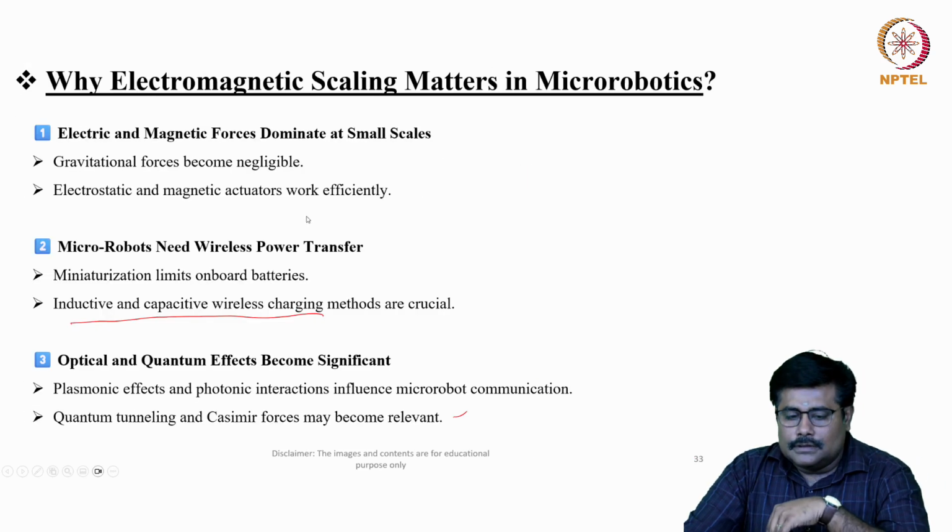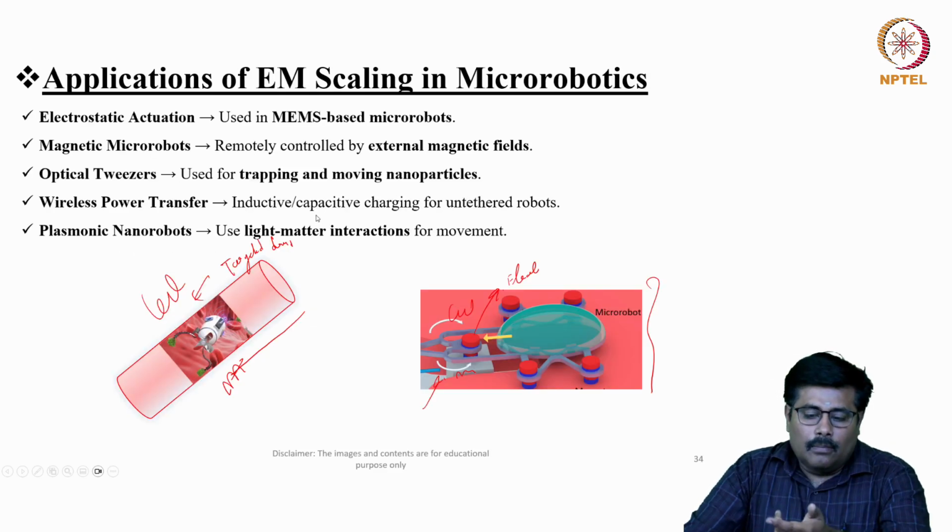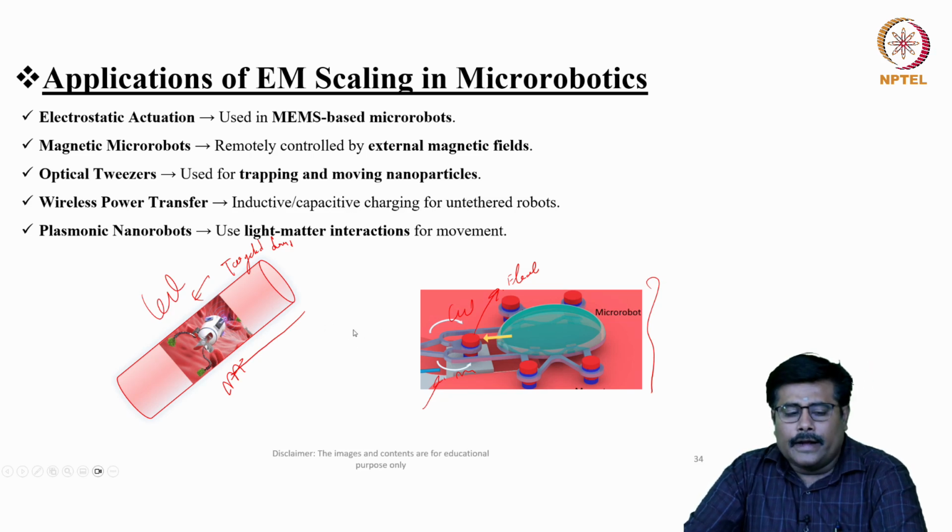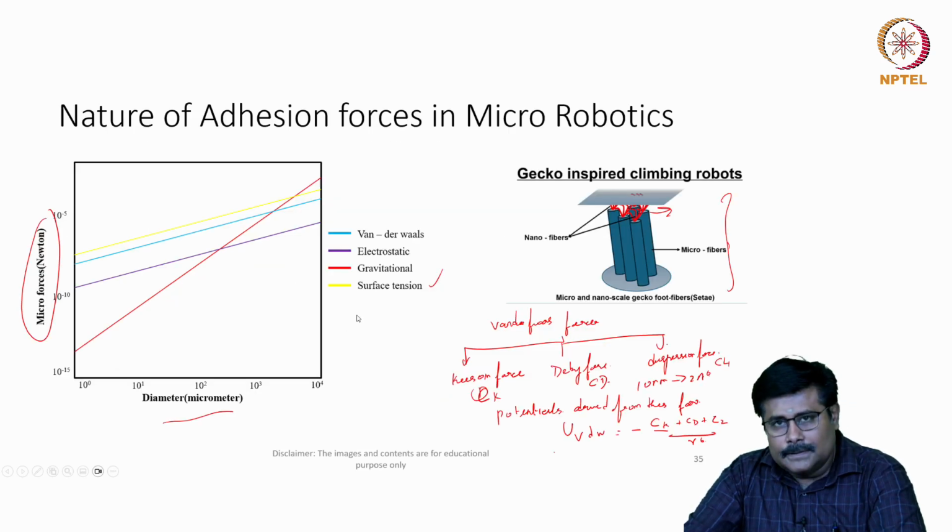and how these electromagnetic systems are effectively used from a micro robotic design perspective. We also have some discussion about electrostatic actuations, how these electrostatic actuations are deployed and how they are effectively used for different applications.